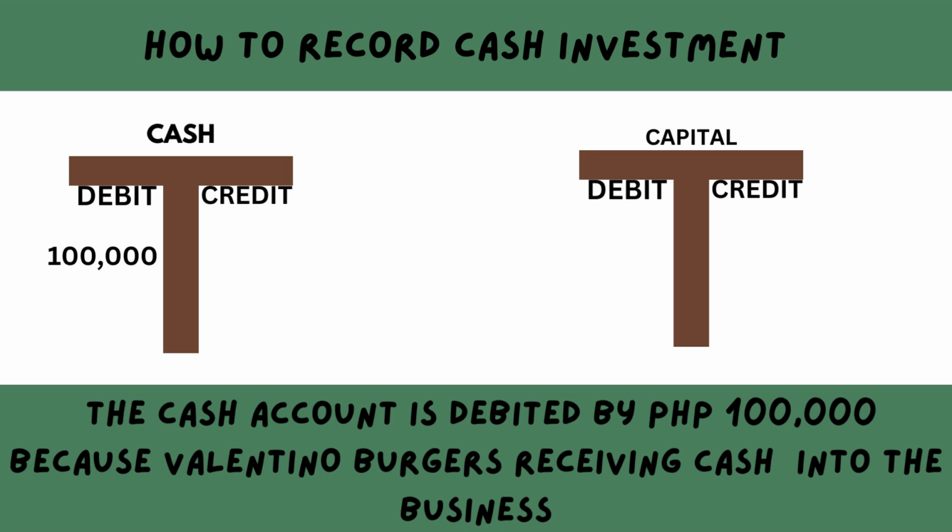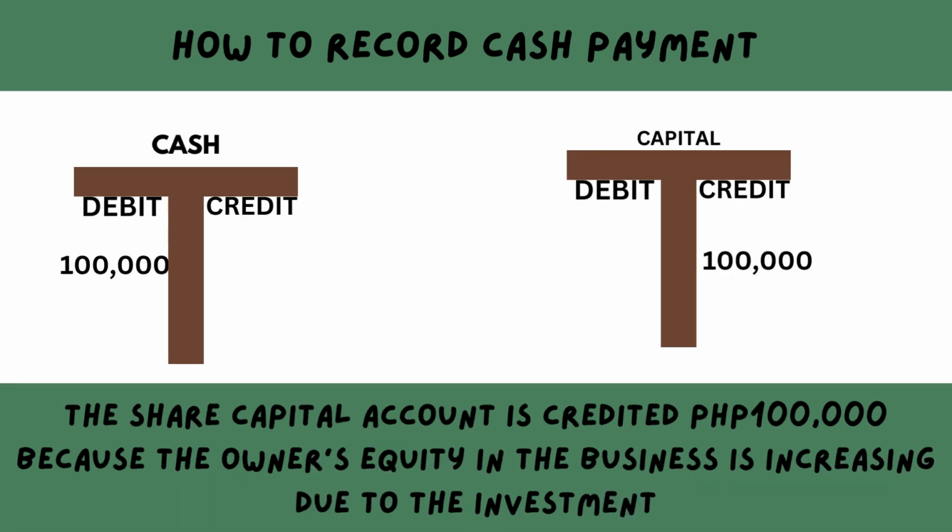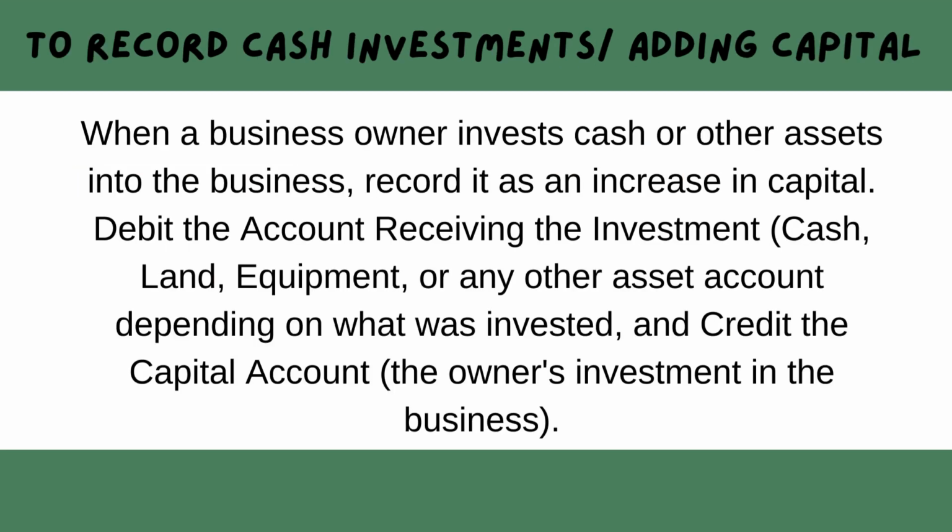From the example transaction, the cash account is debited by 100,000 Philippine pesos because Valentino Burgers is receiving cash into the business. And the share capital account is credited 100,000 Philippine pesos because the owner's equity in the business is increasing due to the investment. Take note of this in recording cash investments or adding capital.